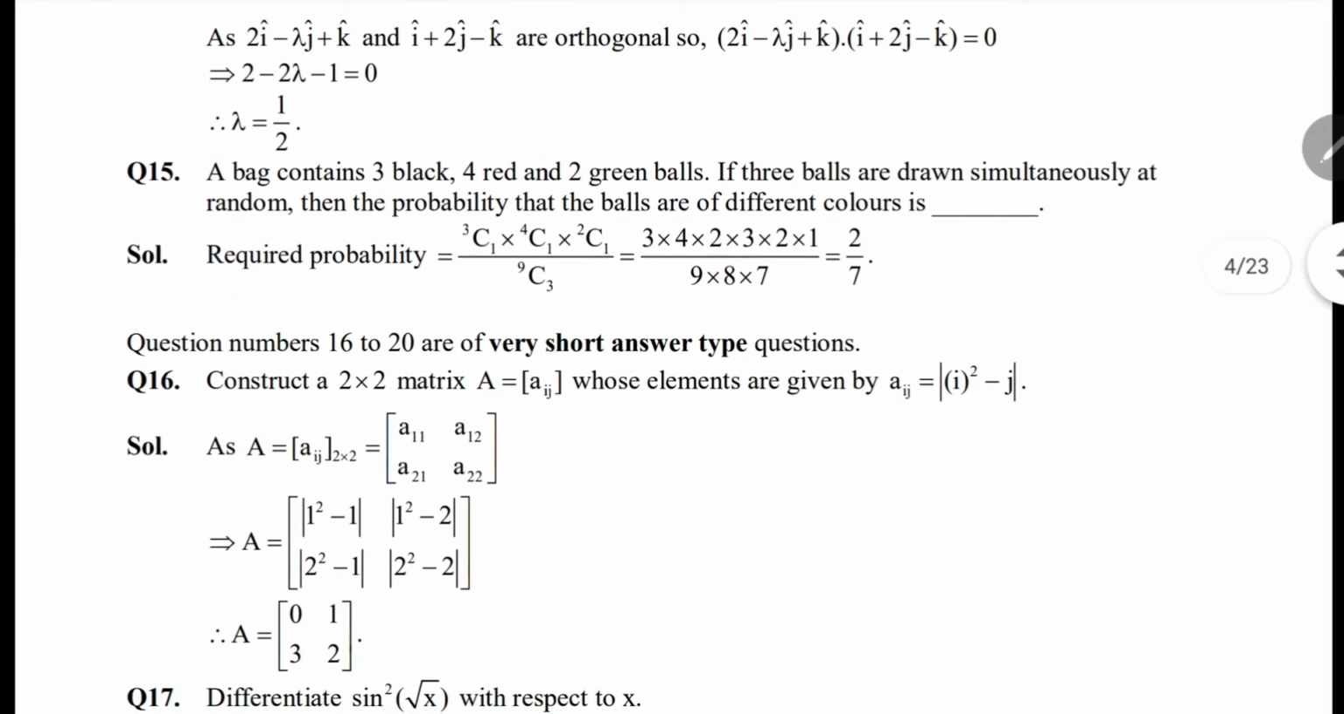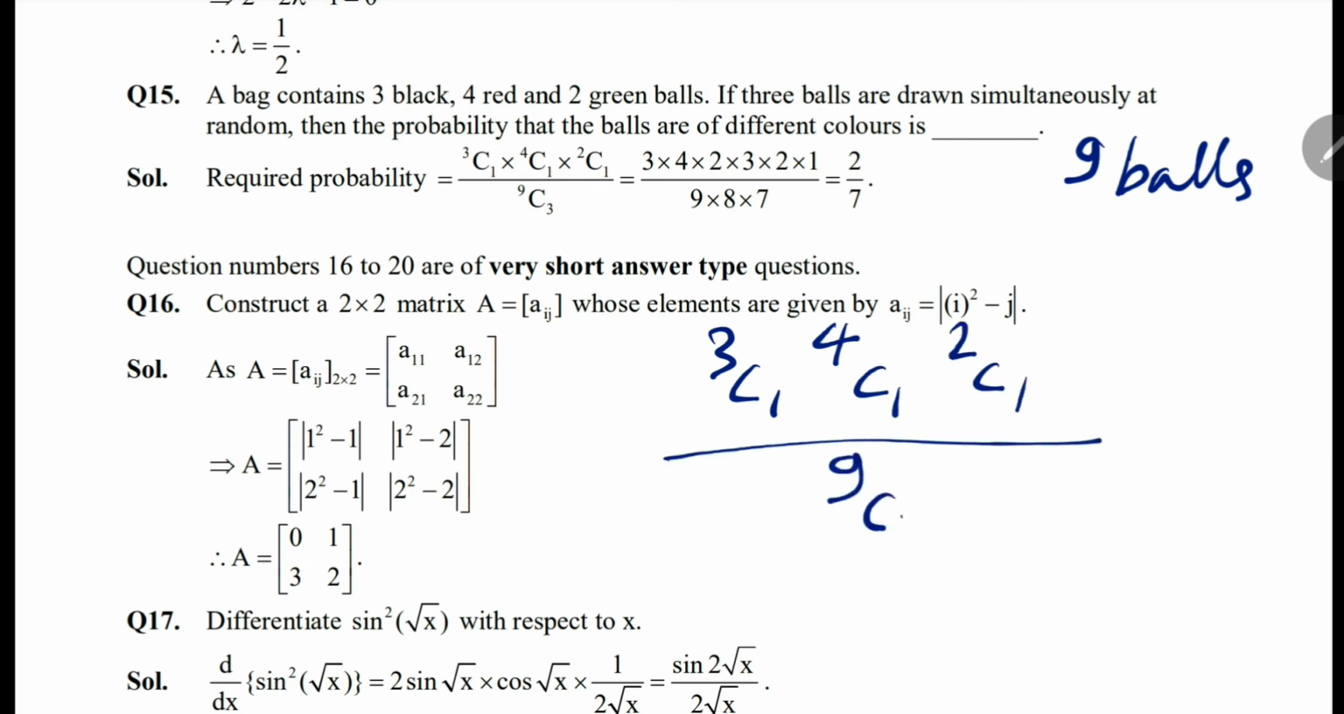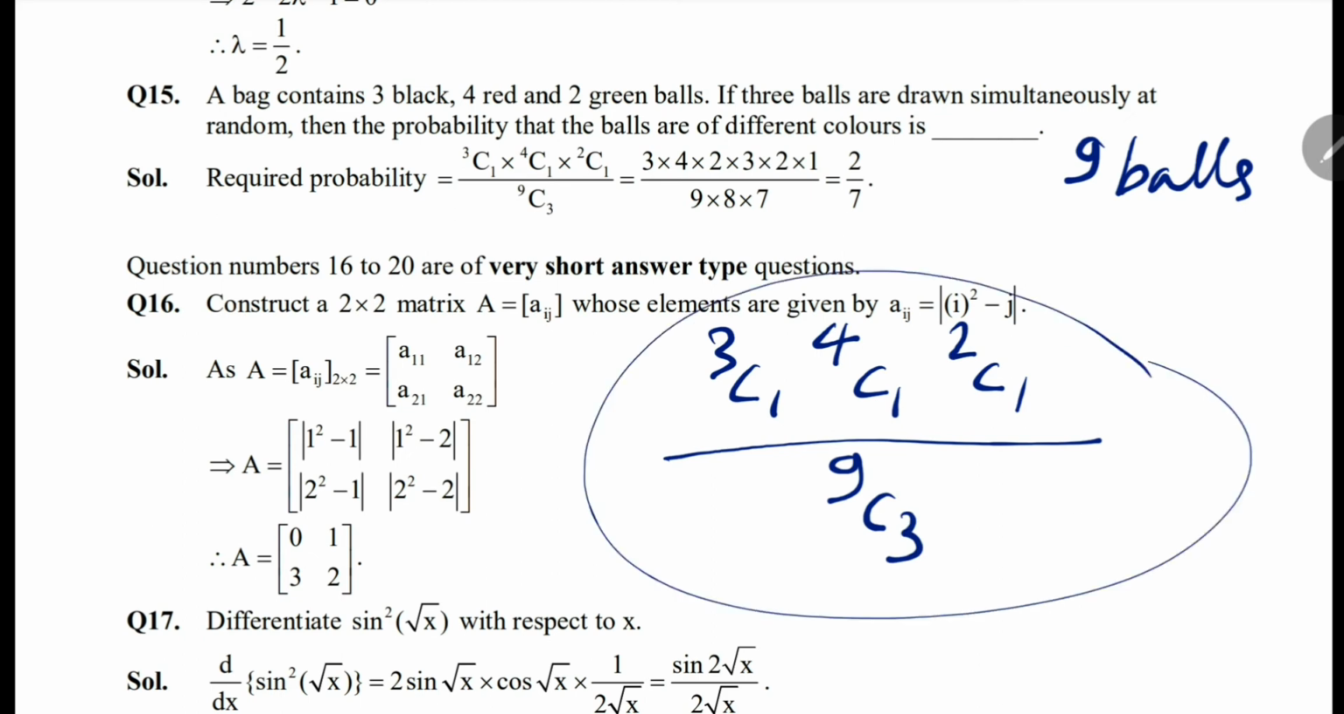Now we have a problem from probability. There is a bag which contains 3 black, 4 red and 2 green balls, meaning we have in total 9 balls in this bag. 3 balls are drawn simultaneously at random, and we want the probability that the balls are of different colors. So one ball will be from black, another from red, another from green, and in total we will have to draw 3 balls from the 9 available balls. You can simplify this to get the answer, that is 2 by 7.